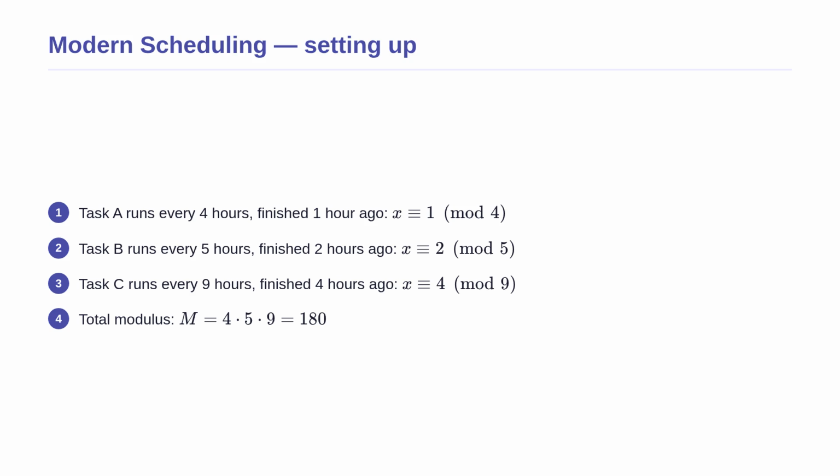We want to find out how many hours ago all 3 tasks synced up and ran at the exact same time. We set this up as a system of congruences, where x is the hours since they synced. The moduli 4, 5 and 9 share no common prime factors, so they are pairwise coprime. We multiply them to find our total modulus, which is 180 hours.